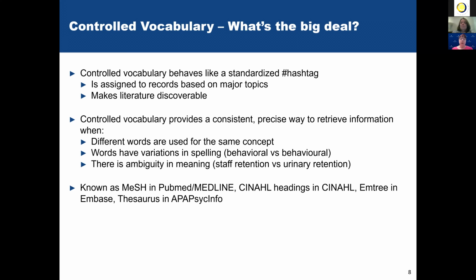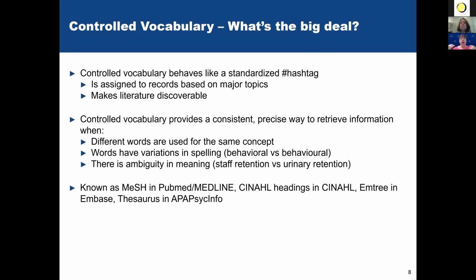It's how they're discoverable because, and this is a really important point to remember, for most of these databases, you're never searching the full text of the articles. So how do you know what those articles are about? That controlled vocabulary, which has been assigned by an indexer, tells you, the reader, what that article is about. And it's a consistent way.